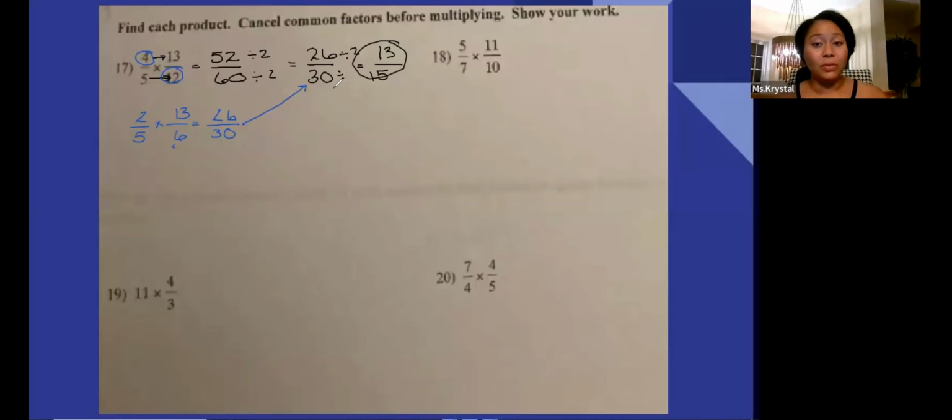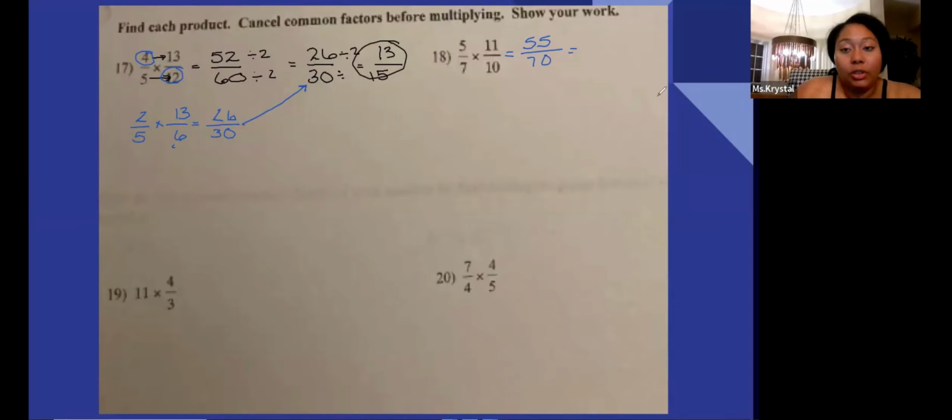Okay, let's move on to number 18. We're going to do the problem first, and then we'll look and see where we can do some cross canceling. So 5 times 11 is going to give me 55, and 7 times 10 is going to give me 70. So from here, we are going to simplify. Remember, if anything ends in a 5 or a 0, we know it's divisible by 5. So 55 divided by 5 is going to give us 11, because remember, 5 times 11 gives us 55.